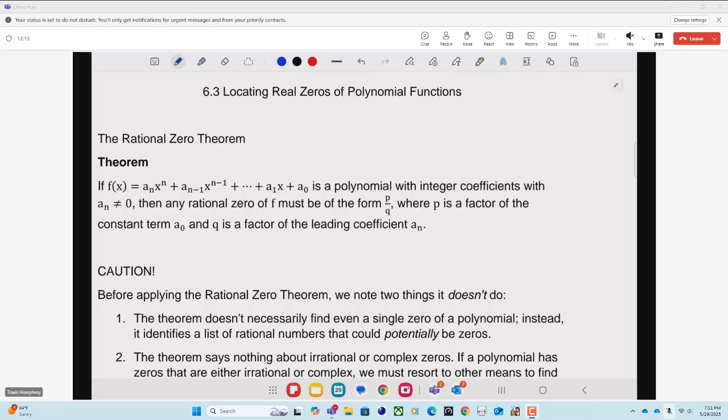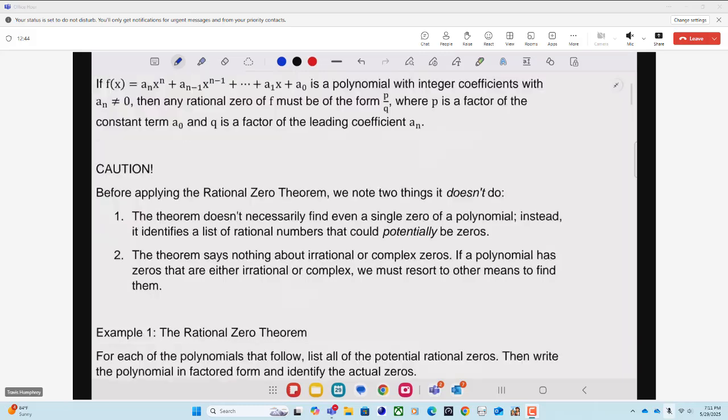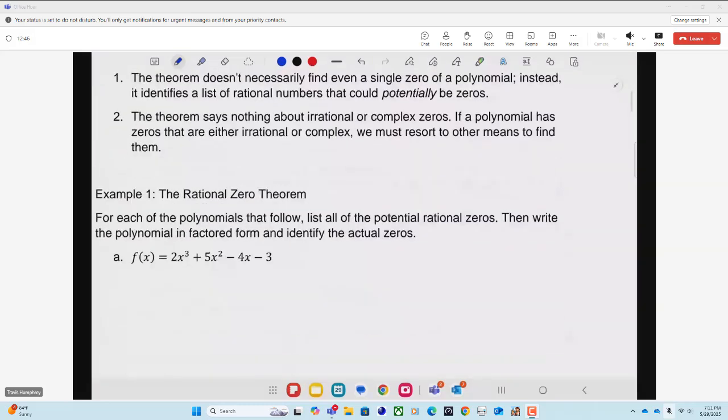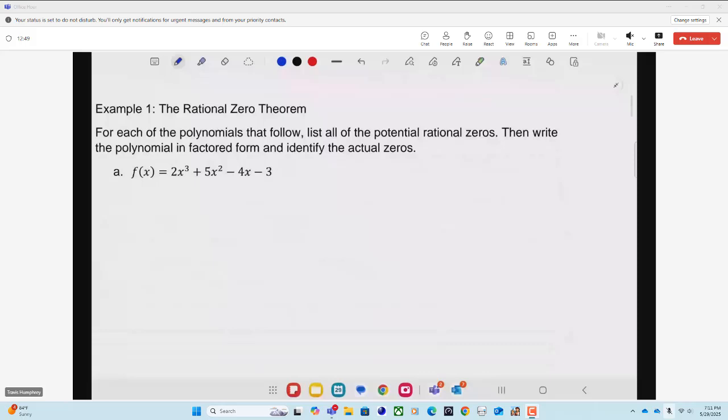If f of x is equal to some polynomial in standard form with integer coefficients where a sub n is not equal to 0, then any rational zero of f must be of the form p over q, where p is a factor of the constant a sub 0 and q is a factor of the leading coefficient. So what this does is it leads us to a way of finding possible rational zeros. So let's go ahead and take a look at an example.